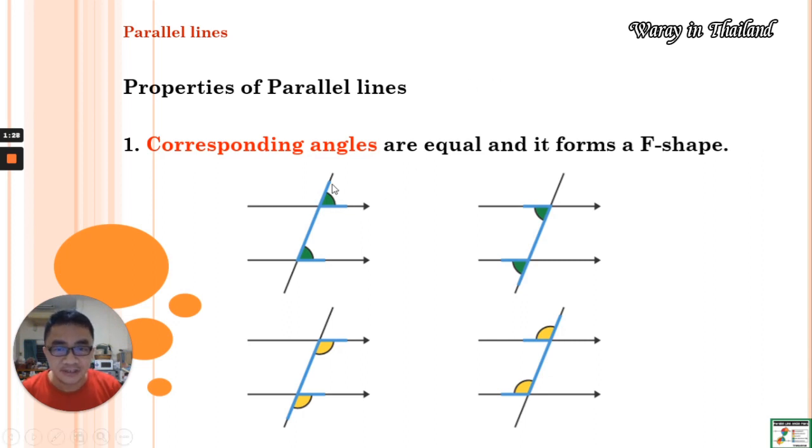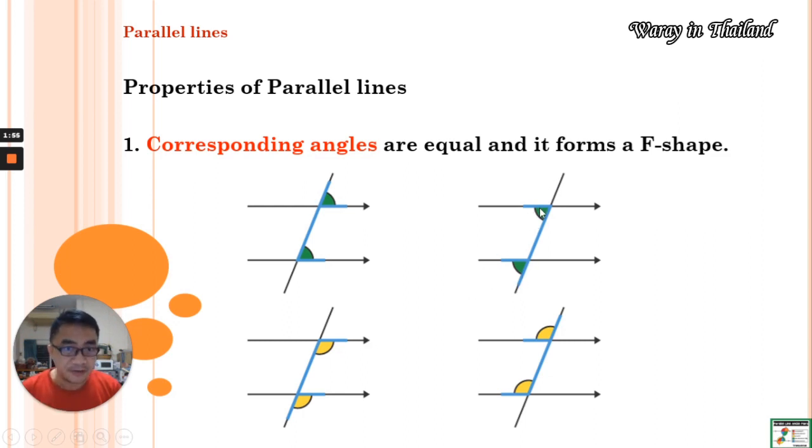Just like here, this angle and this one are corresponding angles and they're equal. You will see that it forms an inverted letter F. This angle is equal to this one, also an example of corresponding angles. One is in the exterior and one is the interior, on the same side of the transversal line. This is on the left side.